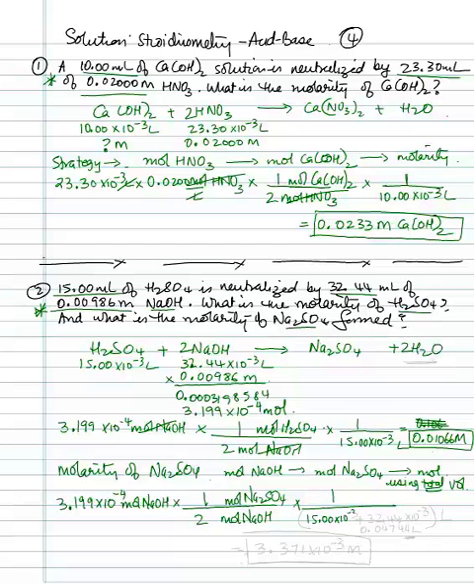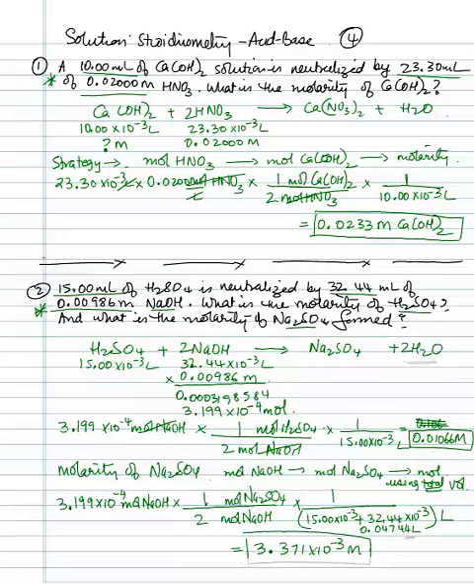Now regarding the total volume, that's going to be 15.00 times 10 to the negative 3 plus 32.44 times 10 to the negative 3 liters. That's what it is, and this is actually 0.04744 liters if you do the addition. It's the addition of both the sulfuric acid and the sodium hydroxide, and the final answer for this is then 3.371 times 10 to the negative 3 molarity.